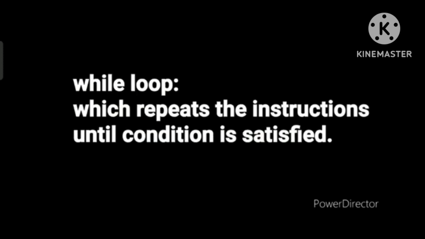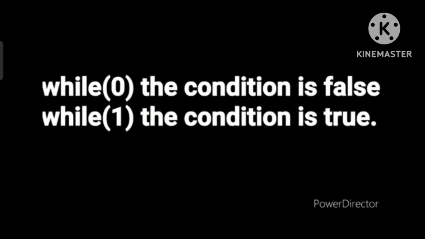While loop is an entry control loop statement which repeats the instructions until the condition is satisfied. In a while loop, first it checks the condition. If it is true, then only it executes the body. Therefore, it repeats until the condition is false. While 0, the condition is false; while 1, the condition is true, and it is used for an infinite loop. It enters the loop a minimum of 0 times if the condition is not satisfied.